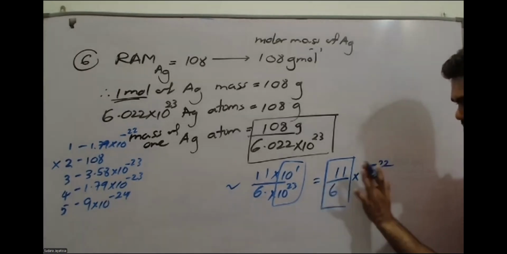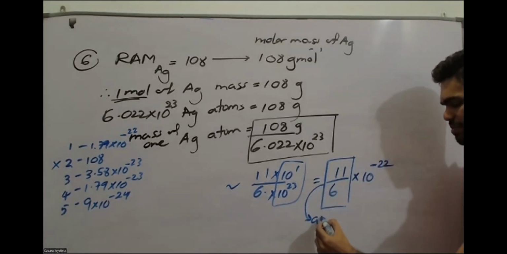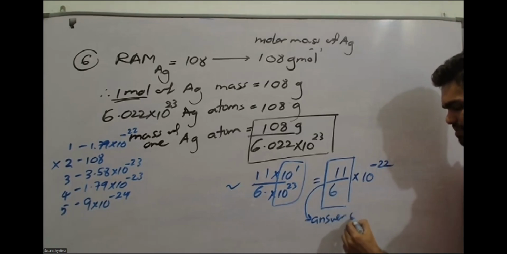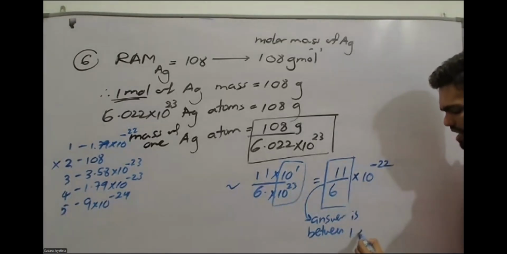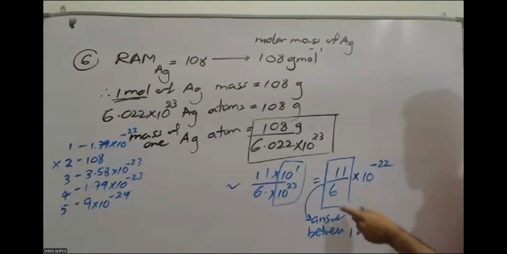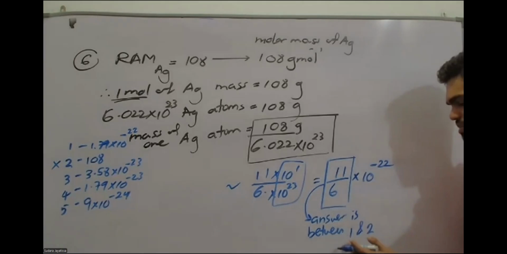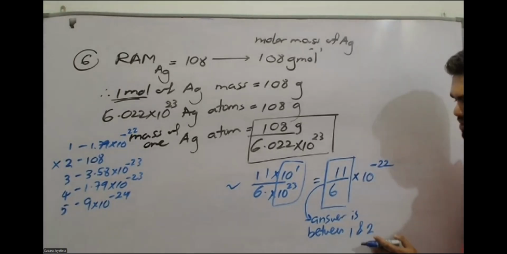Now anyway, I'm saying don't simplify. You don't need to simplify. The answer of this part is between 1 and 2, no? Understand? The answer is between 1 and 2. Because for the answer to be 2, it should be like 12, but it's 11. So the answer should be something between 1 and 2.